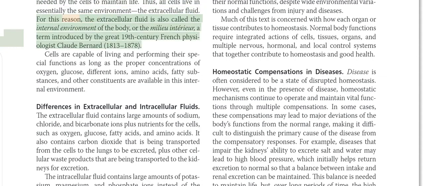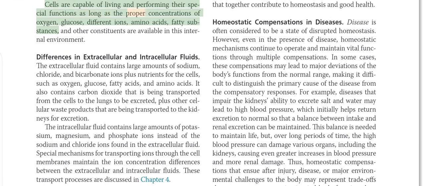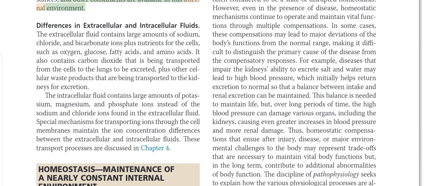For this reason, the extracellular fluid is also called the internal environment of the body, or the milieu intérieur, a term introduced by the great 19th century French physiologist Claude Bernard. Cells are capable of living and performing their special functions as long as the proper concentrations of oxygen, glucose, different ions, amino acids, fatty substances, and other constituents are available in this internal environment.